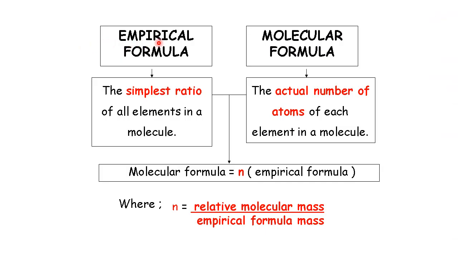What is empirical formula? Empirical formula is the simplest ratio of all elements in a molecule. And molecular formula is the actual number of atoms of each element in a molecule. So the relationship between molecular formula and empirical formula is molecular formula equals n times empirical formula. We can determine the n value by using relative molecular mass over empirical formula mass. Let's try one example.